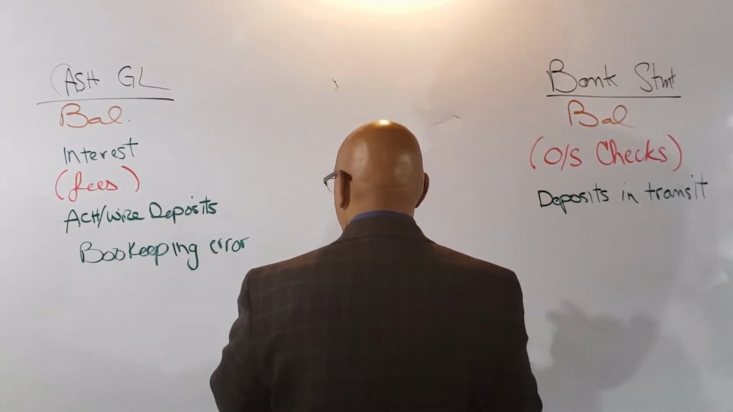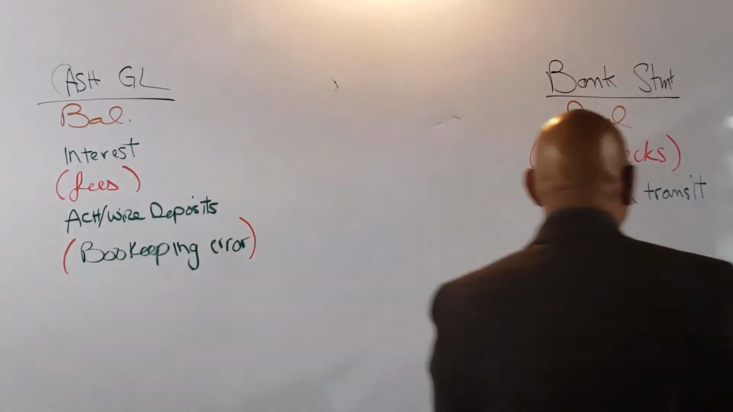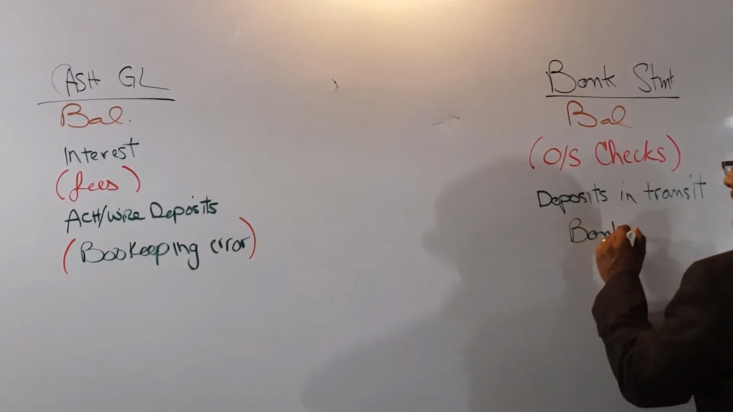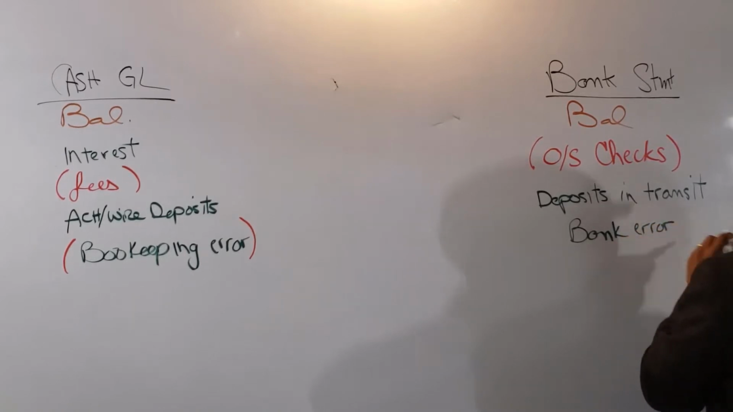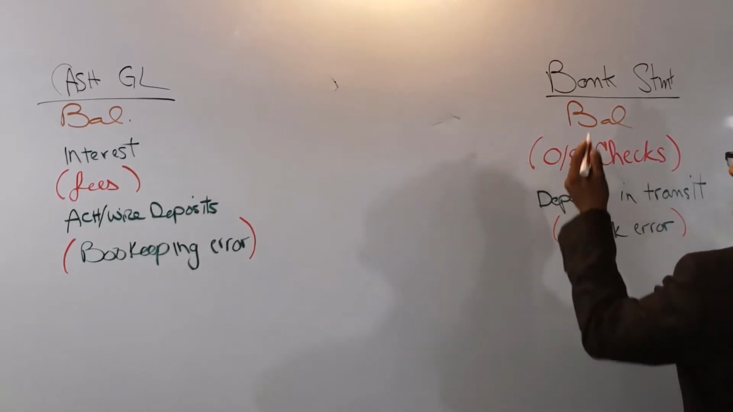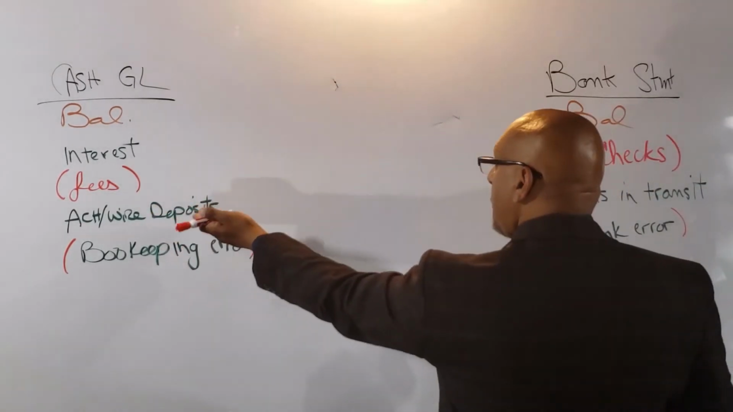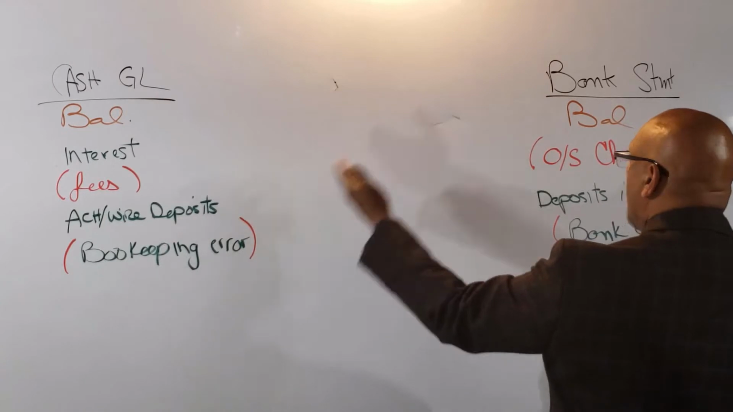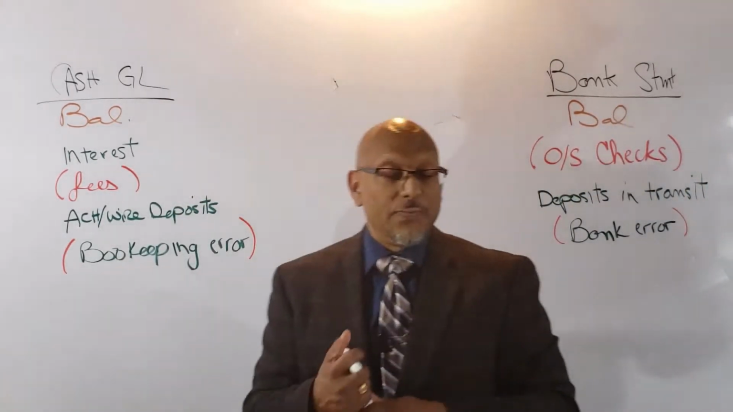And like I said, it could either be added or subtracted. Also the same thing with bank errors. They could be either added or subtracted from the bank statement, because we know we're correct. If it was a bank error, we're correct, the statement is wrong. If we made the error, the statement is right and our GL is wrong, so we'll have to make an adjustment for it.